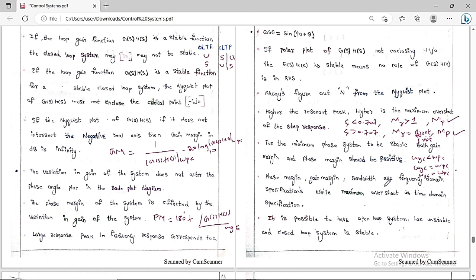Whereas the peak overshoot, Mp equal to e to the power of minus zeta pi by root over 1 minus zeta square, is the time domain expression. So finally, phase margin, gain margin, and bandwidth are the frequency domain specifications, while the maximum overshoot is a time domain specification.